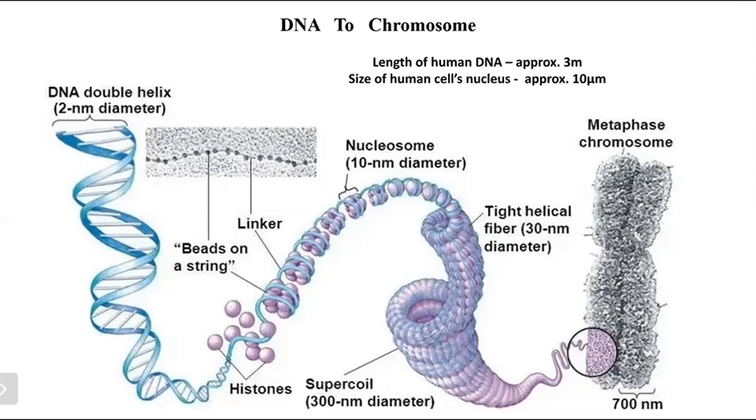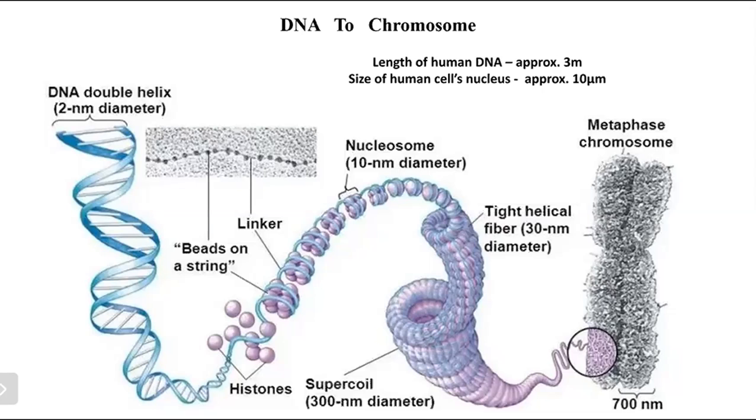Here first you can see on the left hand side, the DNA double helix, which is 2 nanometer in diameter. Then first, it gets bound around histones. You must have heard of histone proteins. These are the protein molecules which help in the DNA packaging.